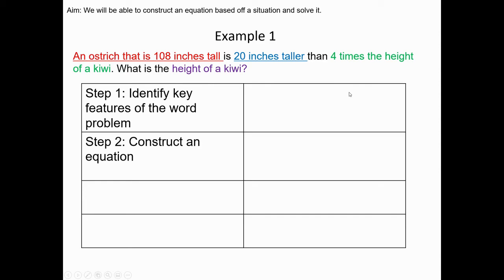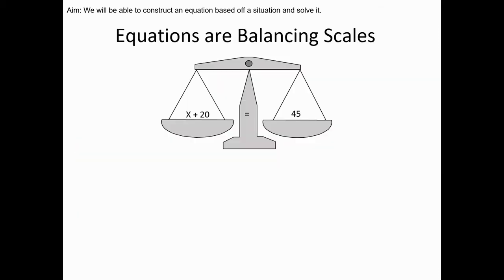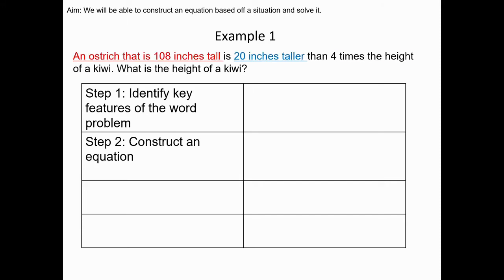So with this information, we now need to construct an equation. Remember, it's supposed to be a balancing act. So what two things are going to be balanced? Well, obviously it has to be the height of an ostrich versus the height of a kiwi, right? We also need to keep in mind that our goal is to find the height of a kiwi. We don't know what that is. Let's make that x.